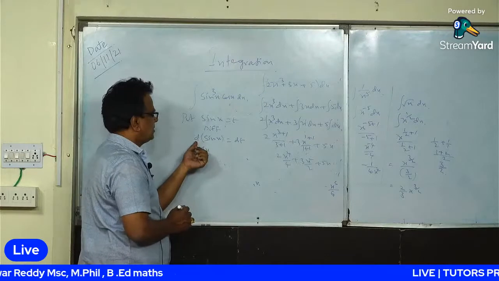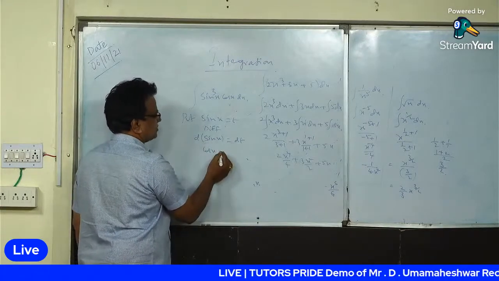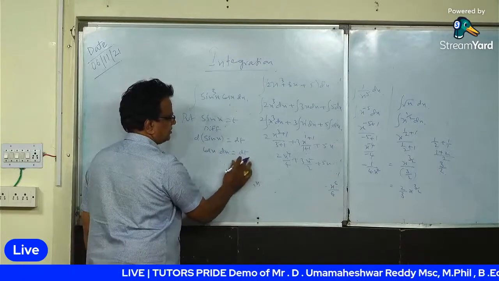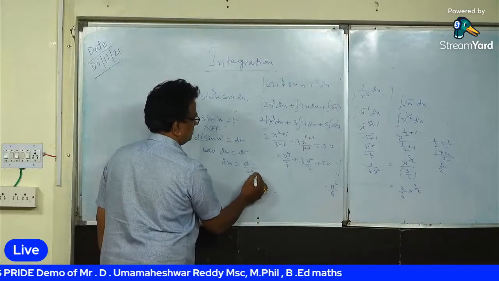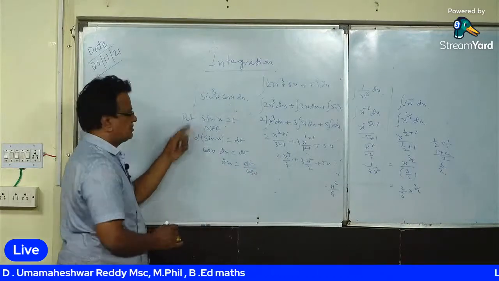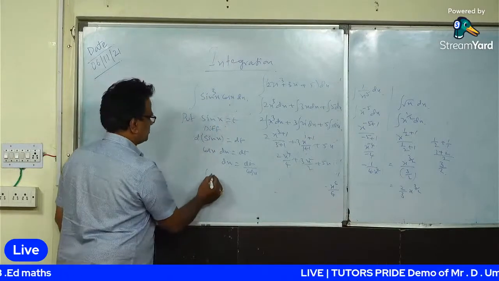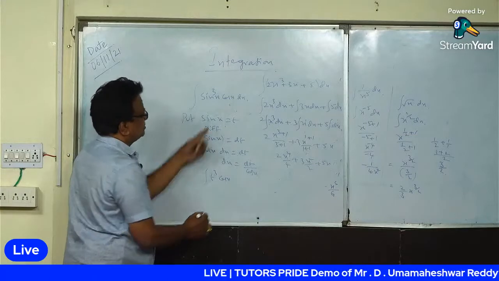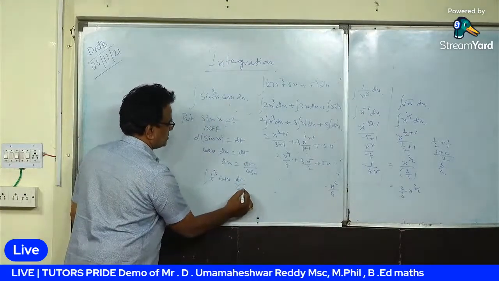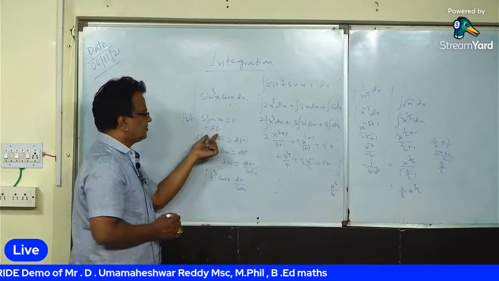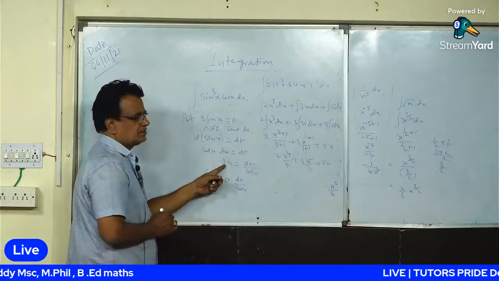And next is dx here. So the derivative of sin x is cos x, which gives dx equal to dt by cos x. Substitute here: in the integration, in place of sin x you can write t cube, cos x with no change, and dx is dt by cos x. So whenever you put anything equal to t, differentiate and always find dx.